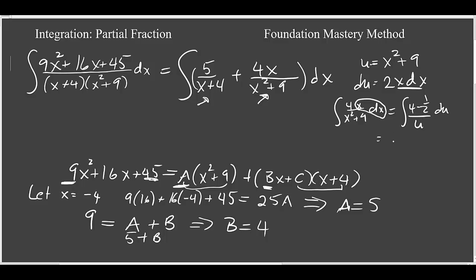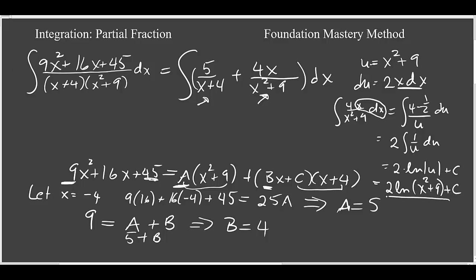So this becomes the same as integrating, if we clean it up a little bit, 2 times the integral of 1 over u du, which is 2 times the natural log of the absolute value of u plus a constant of integration. And doing a back substitution, we let u equal x squared plus 9, which means we can drop those absolute values, since x squared plus 9 will always be positive, and this will be that part of the integral.